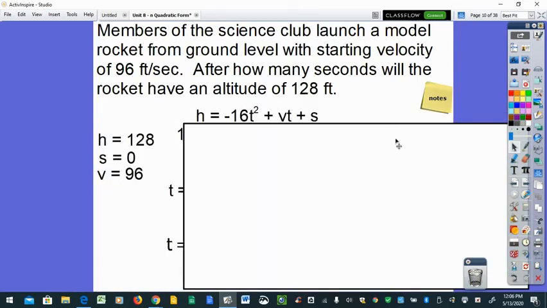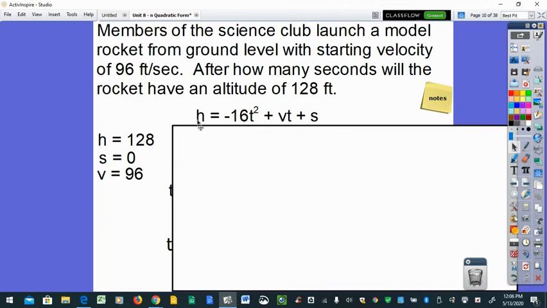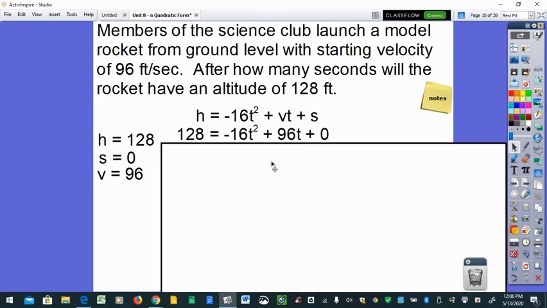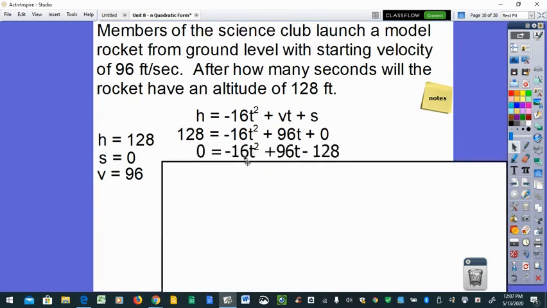Let me just get these numbers over here. Here is our vertical motion model. The H is going to be 128, that's our end height. We started at 0, so S is going to be 0, and the V is going to be 96, and we substitute in. We're going to use our quadratic formula this time because we have a bt term, but in order to do that, I've got to wrap that 128 around so that all of the terms are on one side equaling 0.